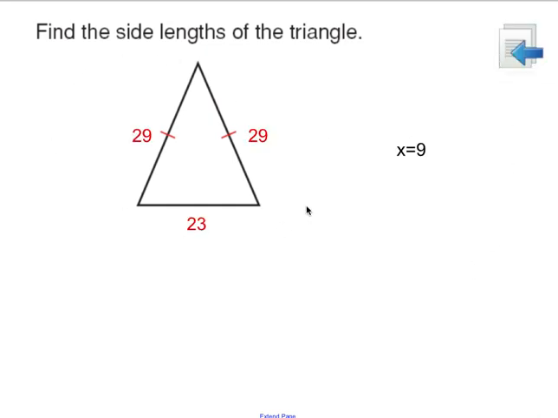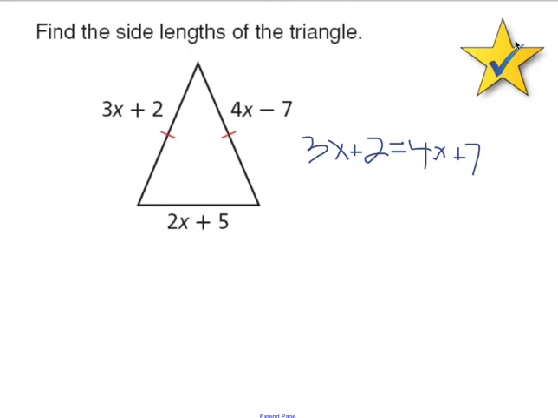To find the side lengths, I substituted back into each of the expressions. I wrote plus 7, it should have been minus 7. Excuse me, let's see here. I knew something was wrong. Get my eraser. This should have been a minus. So I would have subtracted 2 from both sides, and that would have given me negative 9 on the right-hand side. And I subtracted 4x from both sides, and that would have given me negative x. Divide both sides by negative 1. X is equal to 9. And then you go back and you plug in.